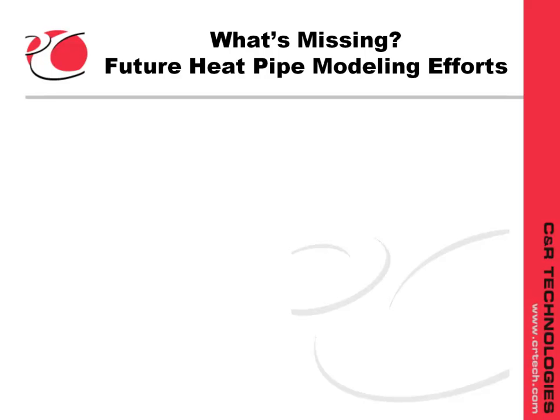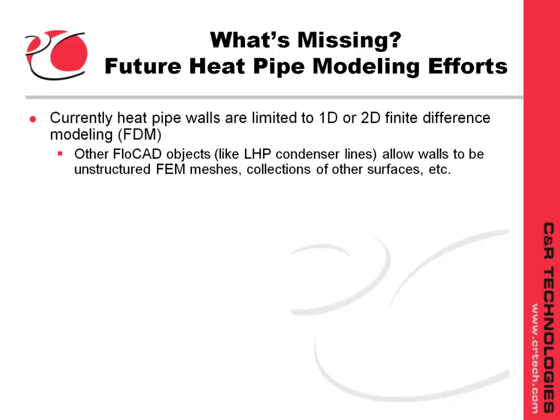The FloCAD heat pipe utilities are a great help for system integrators who need to verify the operation of their vehicle or product. But it's also important to know what the current limitations are, and this topic is covered in the next two slides. First, while FloCAD pipe wall options are not limited, when the heat pipe option is chosen, only 1D and 2D finite difference objects may be used as walls. In other words, unlike any other pipe wall option, a heat pipe wall cannot be a finite element mesh.